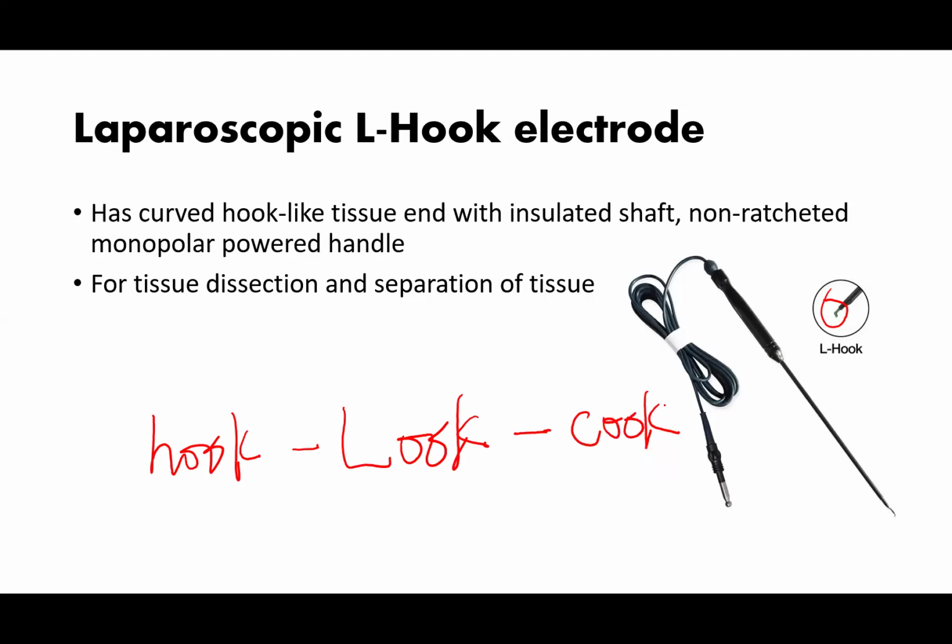When you hook a tissue to be dissected, because it's diathermy, it's an energy source, it's connected to a diathermy machine. You have to look at what you are hooking, then you coagulate or cut as the case may be. So you hook, look, and cook for tissue dissection and separation of tissue. This is a very useful instrument, especially if you don't have all the modern energy devices.